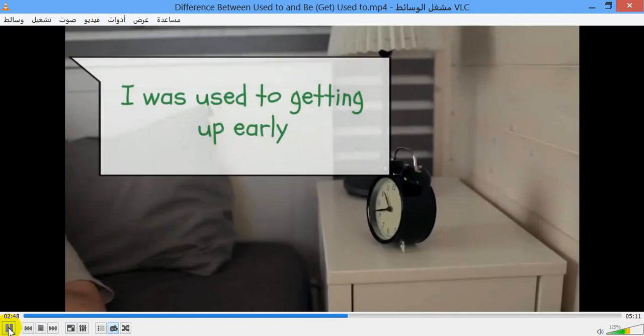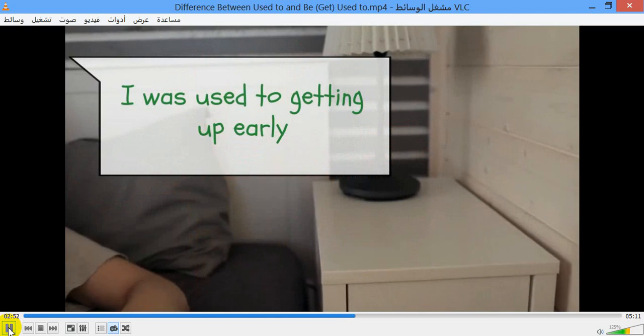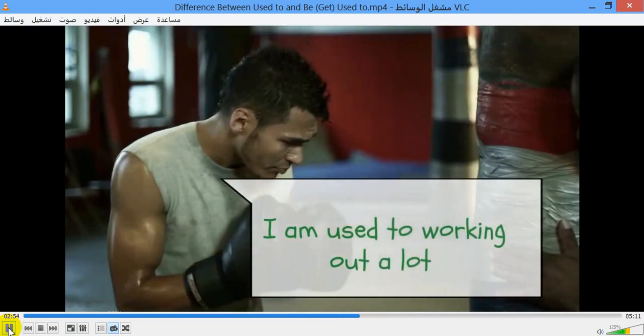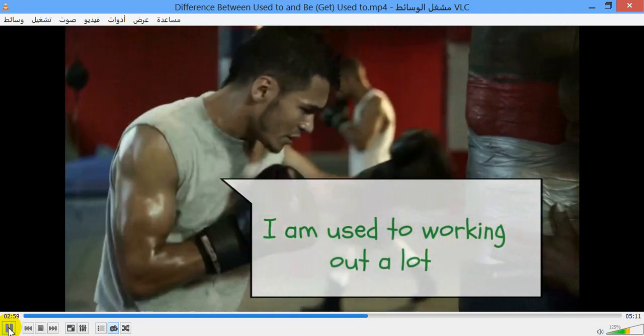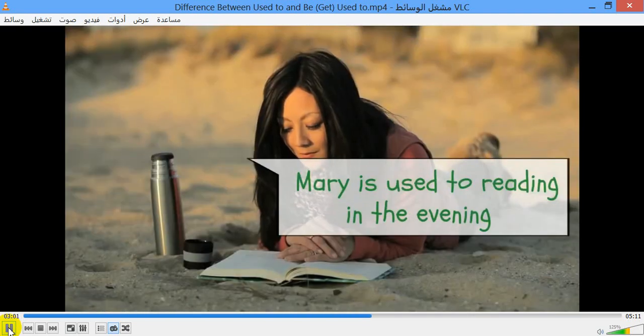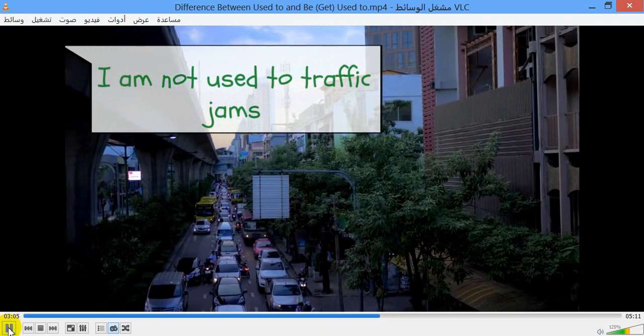More examples. I was used to getting up early. I'm used to working out a lot. Mary is used to reading in the evening. I'm not used to traffic jams.